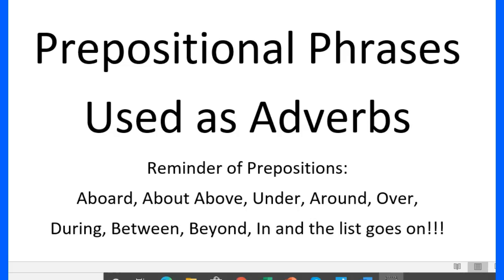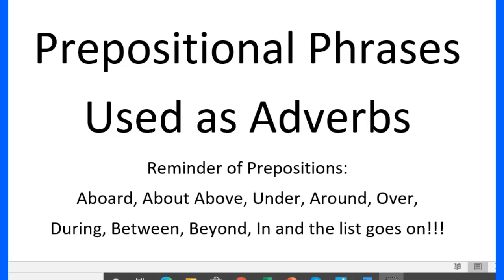You probably use these all the time: aboard, about, above, under, around, over, during, between, beyond, in, and the list goes on and on. And if you look in your book, the very next chapter that we will be taking a look at, and we probably will only hit a few things in here, is chapter 9, and it's called Prepositions, Conjunctions, and Interjections. And so if you're having trouble with prepositions, you could take a look at page 417 in your book, and there is a huge list there.